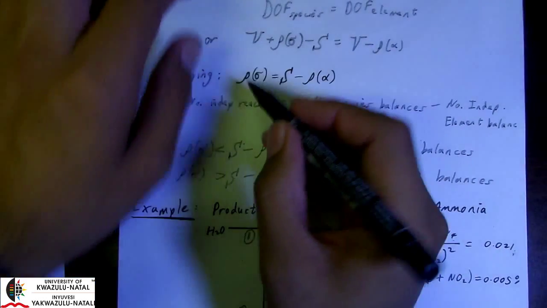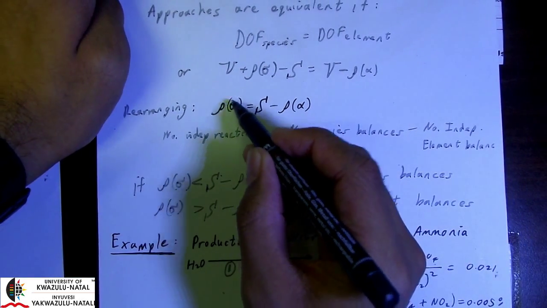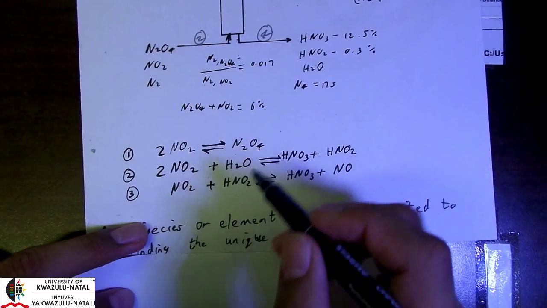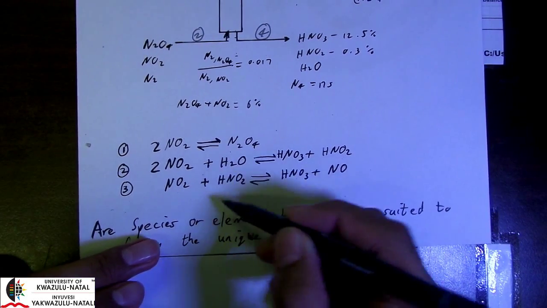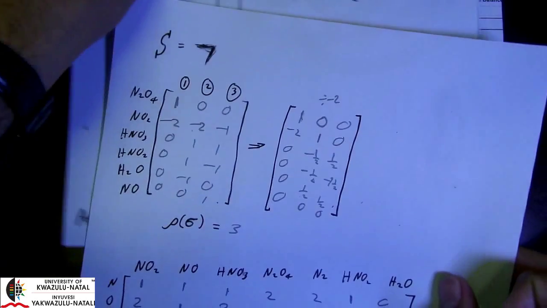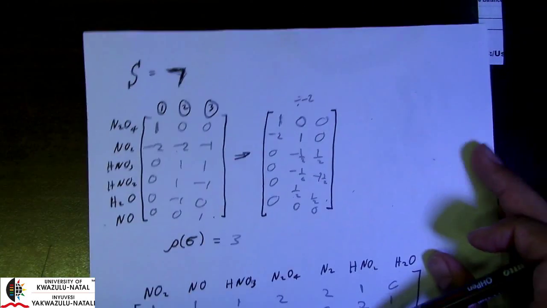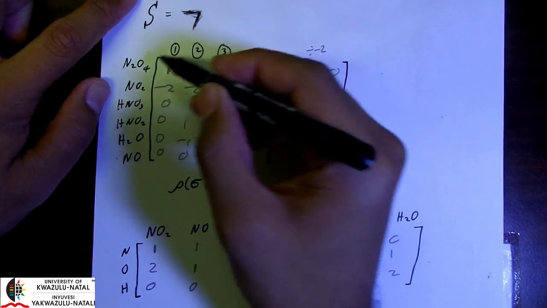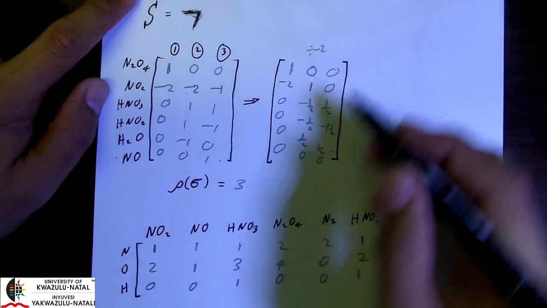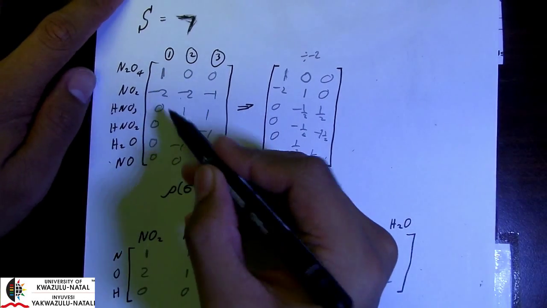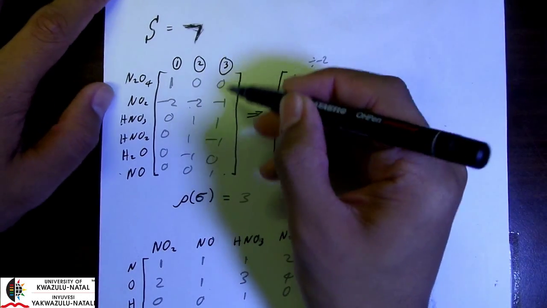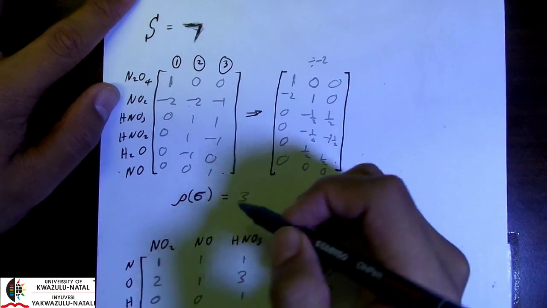Now we need to find the number of independent reactions, and we do this as before. We know what our reactions are. We simply need to reduce them. So we put them in a matrix. Here's reaction 1, 2, and 3, and of course all of our species. By performing our Gaussian reduction, we see that none of our reactions disappear. So rho of sigma is equal to 3.